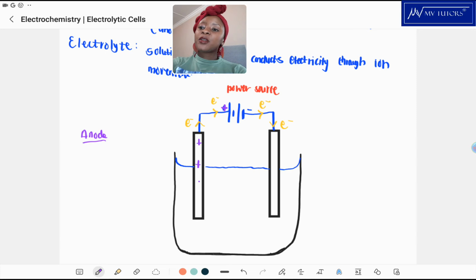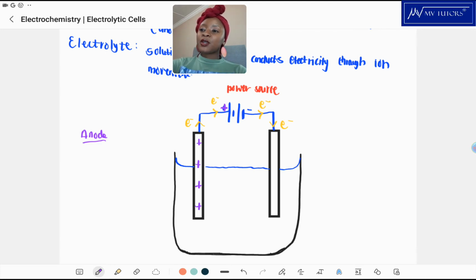If it was left to itself, let's say there was no power source and some form of reaction had to occur, the anode would actually be negative. And I'll explain that once we get to the galvanic cell. But because we are forcing matters here, we have a power source, we're directing how the electrons should flow, and the charge on the anode, in this case it is positive, purely because it is connected to the positive side of the battery.